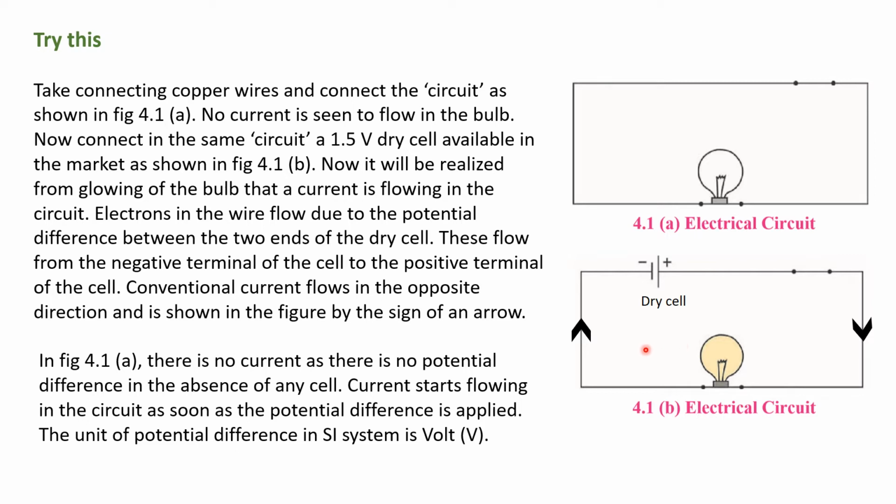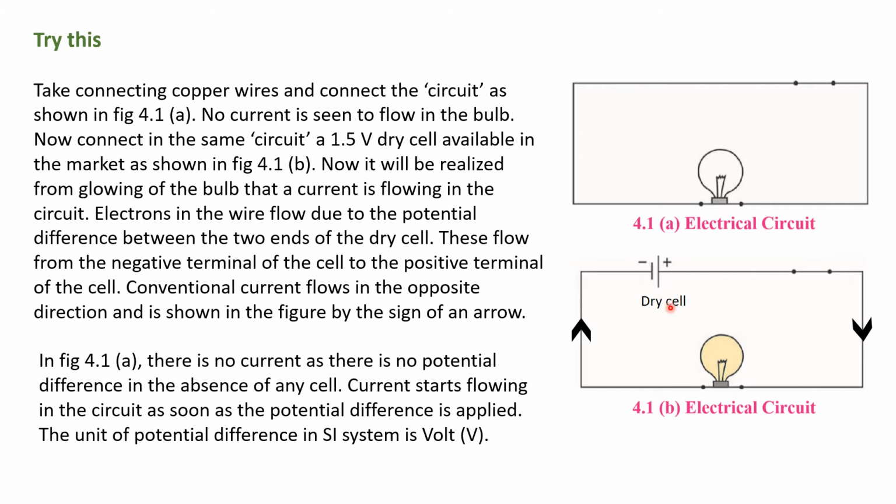So in the first figure, you can see there is no current as there is no potential difference in the absence of a dry cell. See here, no cell is connected, therefore current is not flowing, and so the bulb is not glowing.